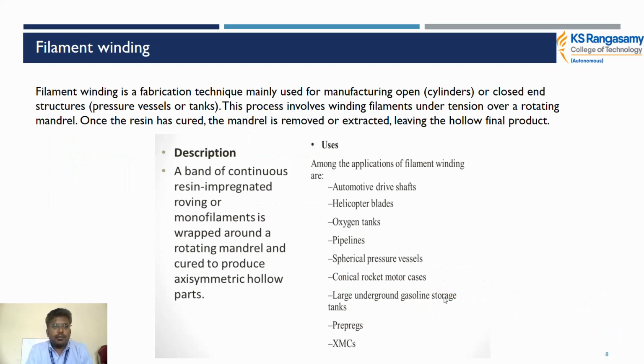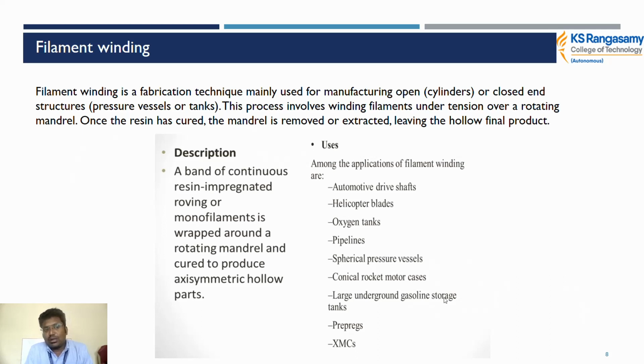Next one is the filament winding process. This is another manufacturing method of composites. It is a similar method to the pultrusion process, same working. Filament winding is a fabrication technique mainly used for manufacturing open or closed cylinders and structural pressure vessels or tanks. The process involves winding the filaments under tension over a rotating mandrel. Once the resin has cured, the mandrel is removed or extracted, leaving the hollow final product.